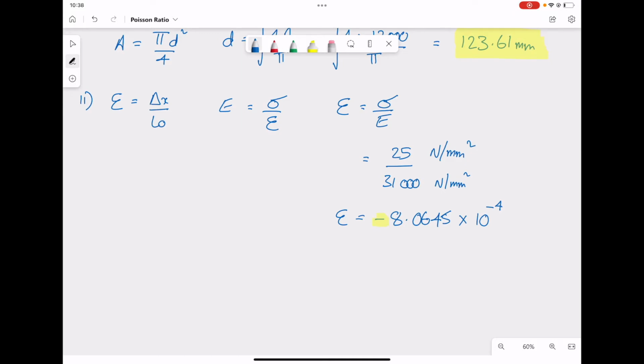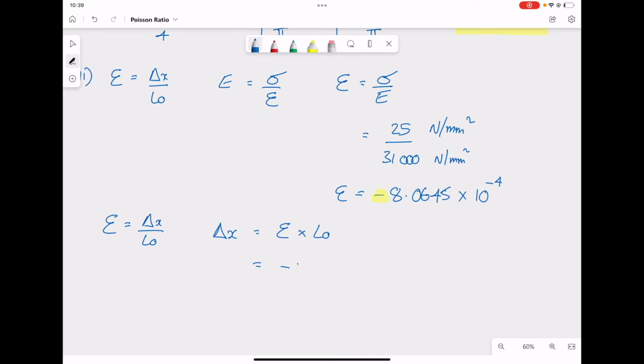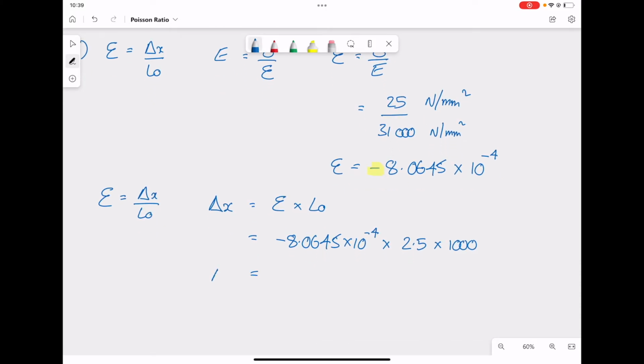Now going to the strain equation. Strain is the change in length over original length. Rearranging this equation for the change in length, delta x, that will be the strain times the original length, L0. Taking our strain value, minus 8.0645 times 10 to the negative 4, and multiplying that by the original length, 2.5 meters. We'll convert that through to millimeters by multiplying by an extra 1,000. And that will give us the change in length to be minus 2.016 millimeters.